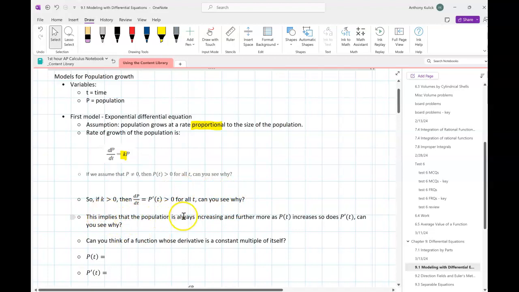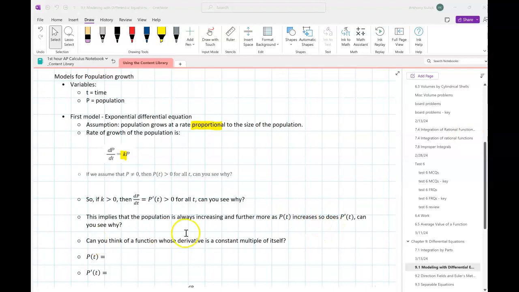That would imply the population is always increasing. And furthermore, it would say that as P of t increases, the derivative of P should also increase. Everybody agree with that? Okay. So the question here is, what we're looking for is a function whose derivative is a constant multiple of itself. Yeah, e to the x. Excellent.